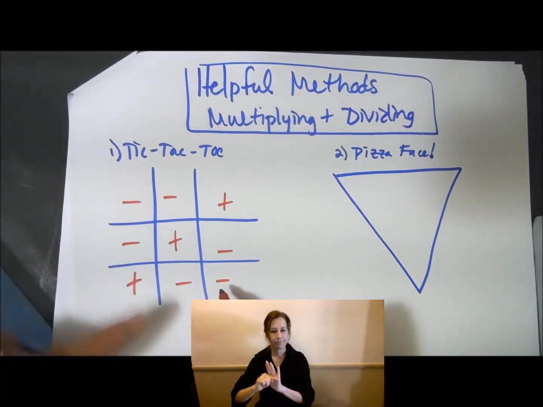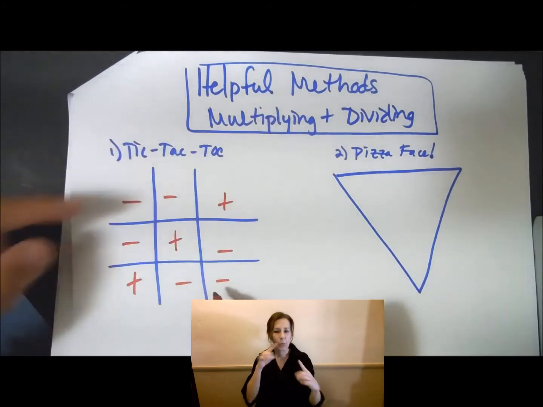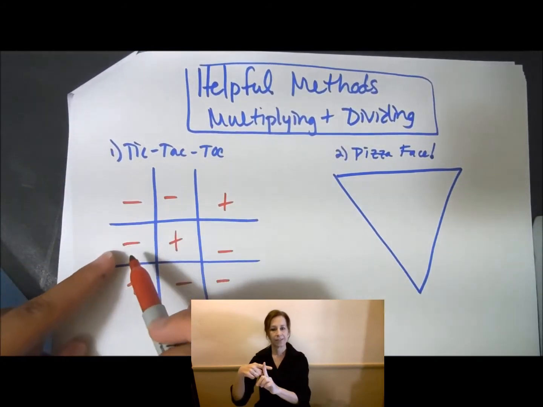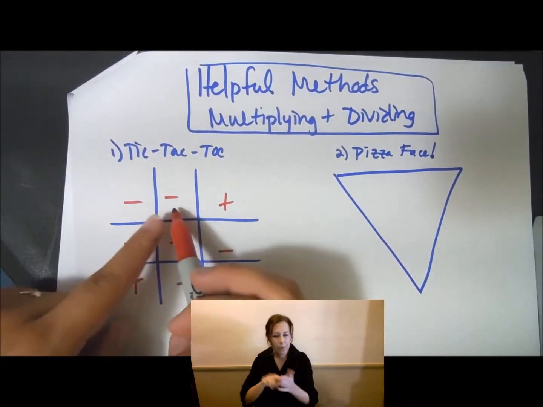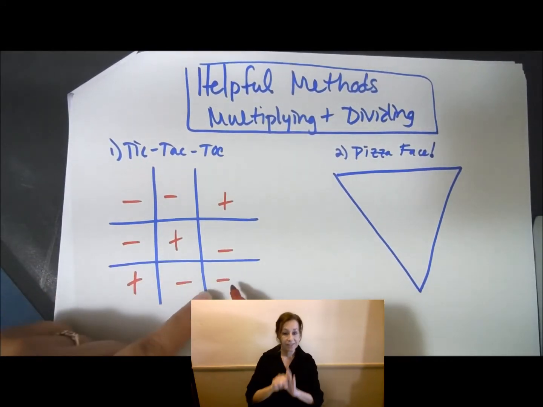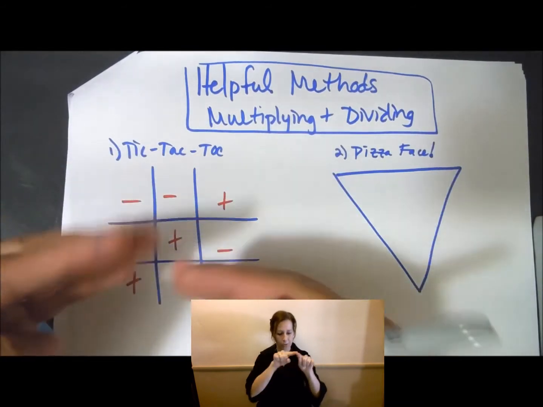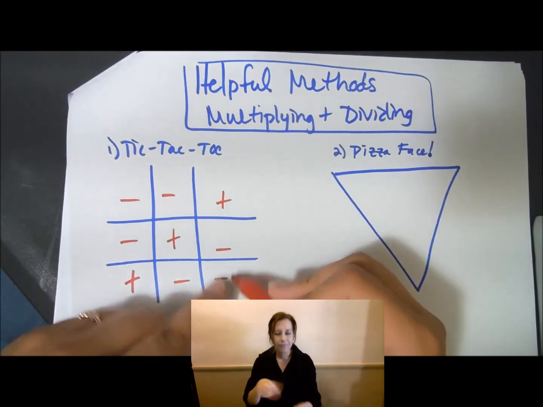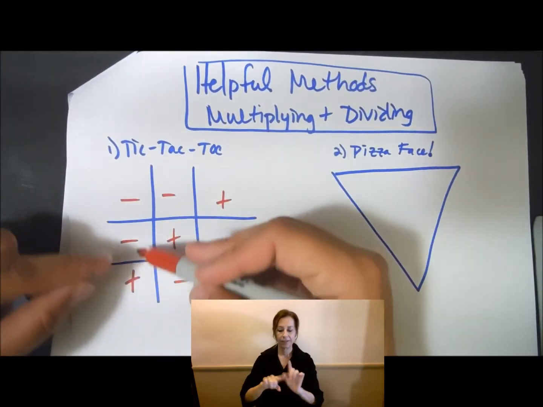Now this does not only apply for multiplying, it also applies for dividing. Look, a negative divided by a negative is a positive. A negative divided by a positive is a negative. Because look, same signs, positive. Different signs, negative. And you don't have to read this from left to right. You can go from top to bottom, right to left, bottom to top. It's up to you. Because look, same signs, positive. Different signs, negative.